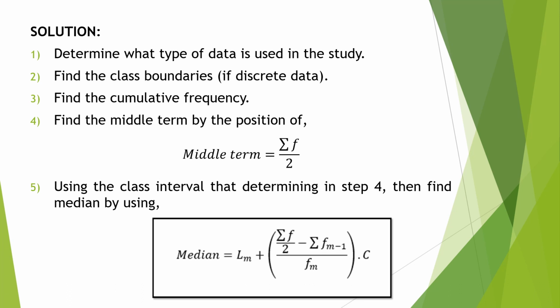Step number 4, you find the middle term by the position: total frequency divided by 2. Why do you need to calculate the middle term? Because you need to identify which class interval contains the median. And last, you use the formula to find the median. Median is equal to L_M, the lower boundary of the class containing the median, plus total frequency divided by 2 minus the cumulative frequency above the class containing the median, divided by the frequency of the class containing the median, times class width.